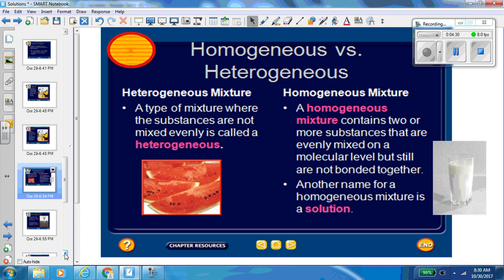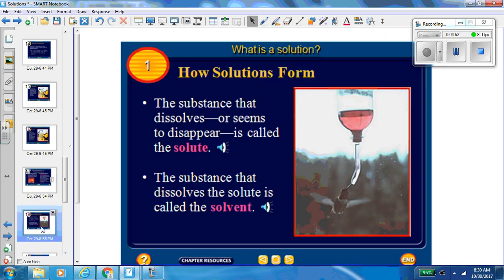Now that we've built up some background knowledge about a pure substance and a mixture, and we've talked about different types of mixtures, we now know that compounds are chemically combined, and it's harder to break them down. Mixtures are physically combined, and it's much easier to separate them, okay? So now let's talk about how solutions are formed.